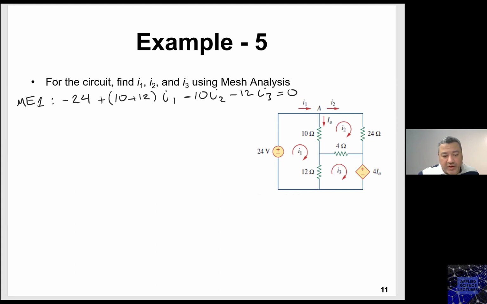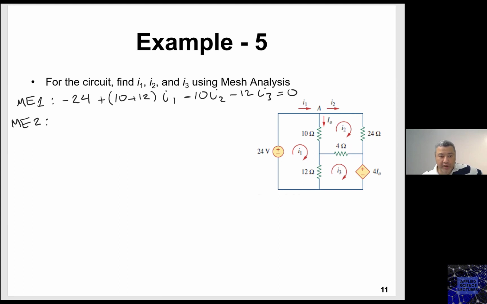Okay, so we have now the right mesh equation written, and I would like someone to give me the mesh equation for mesh number two. Who wants to give me the mesh equation for mesh number two?